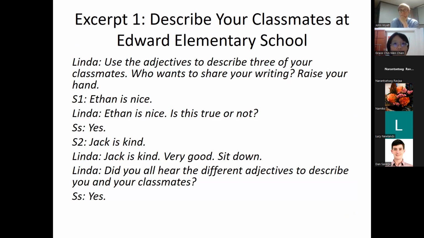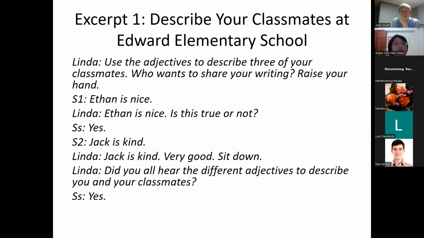For example, the first one is about describing a personality, describing your classmates. The teacher, Linda, says, could you use adjectives to describe three of your classmates? Who wants to share your writing? Raise your hand. The first student says, Ethan is nice. The teacher says, yes, Ethan is nice. Is it true or not? Everyone knows who that student is, so they say yes. The second student says, Jack is kind. The teacher says, Jack is kind, very good, sit down.